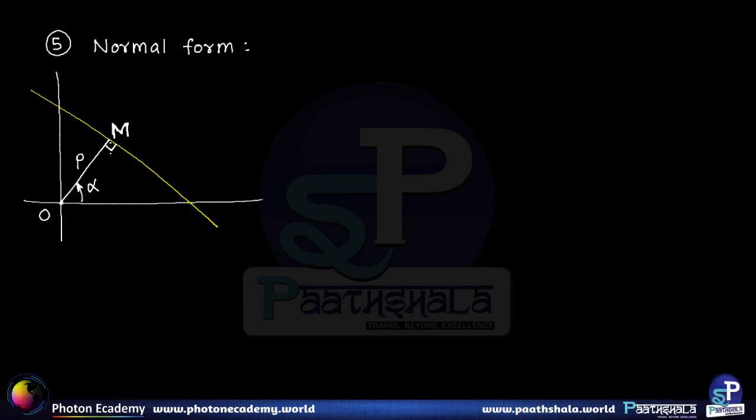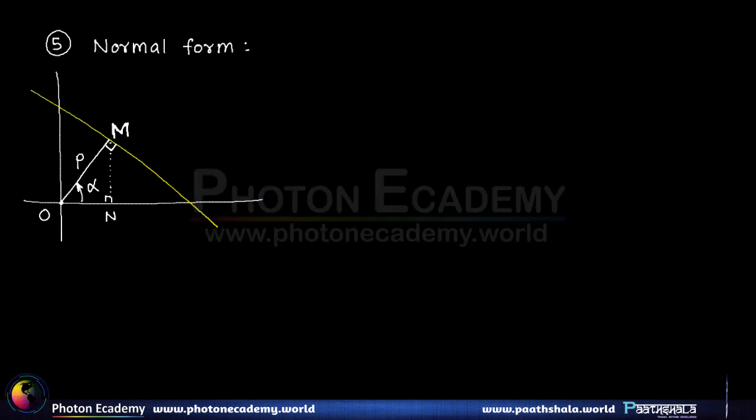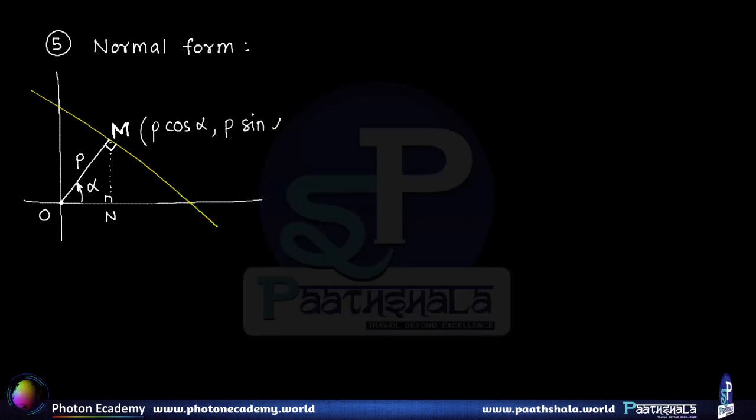Here let us do a small construction just for the sake of convenience. If we drop a perpendicular from M to the x-axis, that is MN, you see that the segment OM makes angle alpha with the positive x-axis. Therefore, clearly the coordinates of point M can be written as p cos alpha and p sin alpha, simply because the cos component is the x coordinate, and the sine component is the y coordinate. So we get the coordinates of point M.